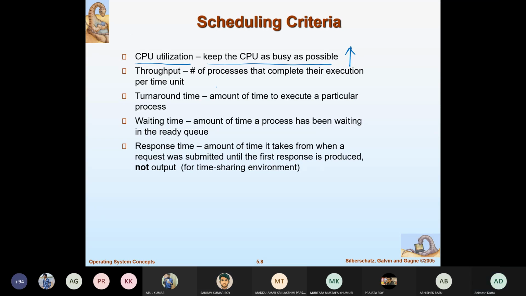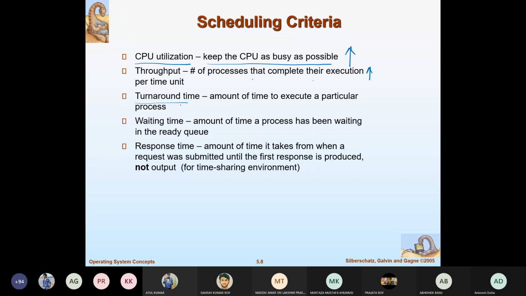Throughput. It says the number of processes that complete their execution per unit time. What should be our objective? Minimize or maximize? Maximize. So we always want the number of processes completed by the CPU to be maximum per unit time. That means again we are looking for a faster device.